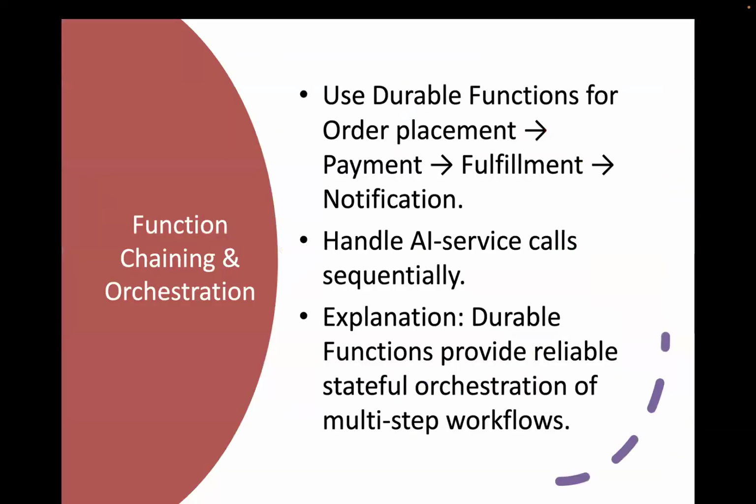Next, let's look into function chaining and orchestration. Some processes like order fulfillment involve multiple steps. Using Durable Functions in Azure or AWS Step Functions, we can chain functions together for sequential or parallel execution. This ensures the workflow can run reliably without manual monitoring.